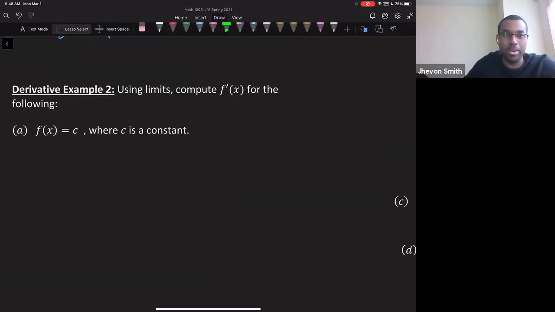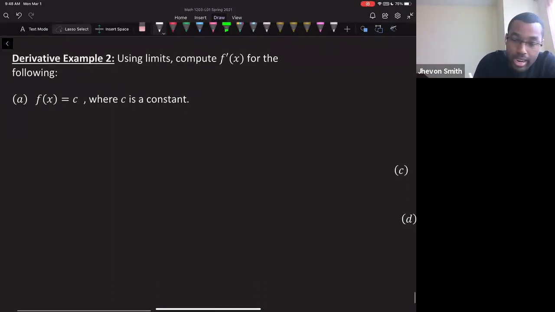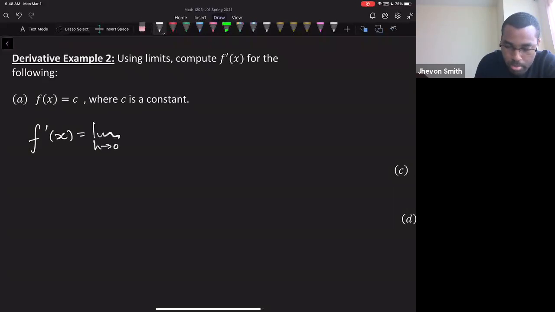So this comes from the interpretation. Remember, the derivative is just the slope of the tangent line. If it's a constant, it's literally a horizontal line. What is the tangent line? The tangent line is itself. What is the slope of that line? Well, it's 0, right? So we kind of know this already, and it's pretty easy to see just by looking at it.